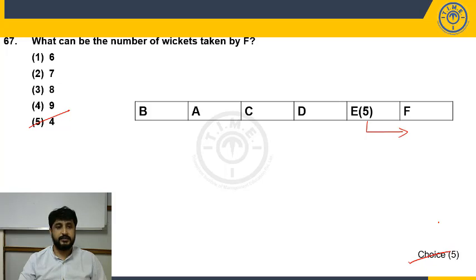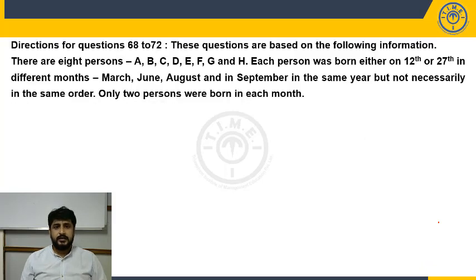Let's move to the next set. There are 8 persons A, B, C, D, E, F, G and H. Each person was born either on the 12th or 27th in different months, March, June, August and September, in the same year, but not necessarily in the same order. Only 2 persons were born in each month.